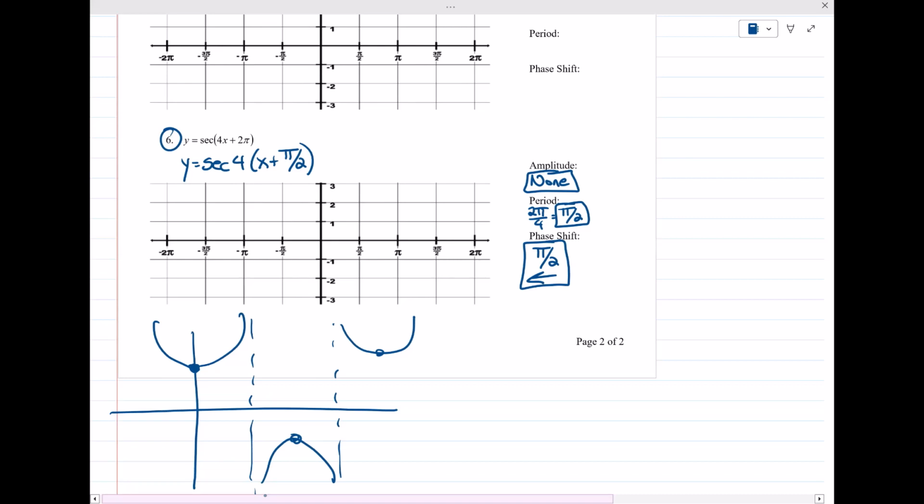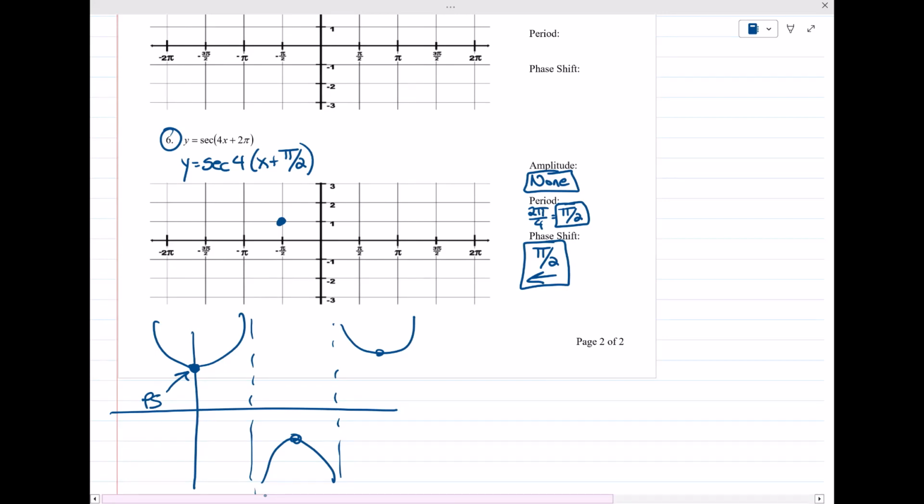Now with this 4 out here, that affects how frequently it repeats. This right here is where the phase shift is. So the phase shift is to the left pi over 2, and that point right there is going to be to the left pi over 2. Being the 4 is after secant, it's irrelevant. The amplitude would only affect the rise if it was in front. Then that one value would be 4. Does that make sense? Okay, cool.